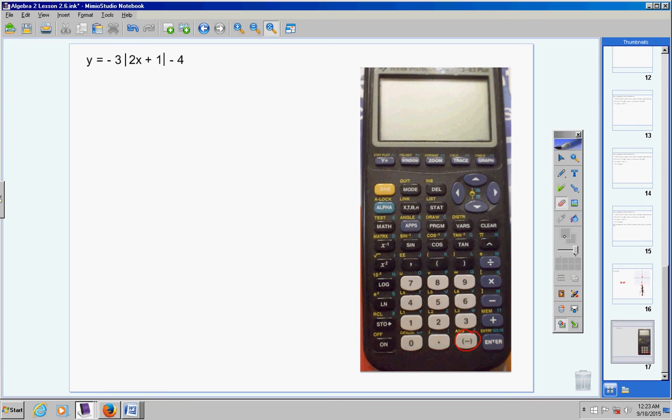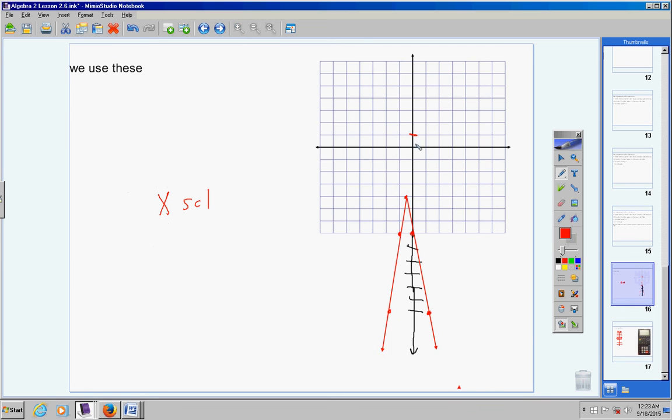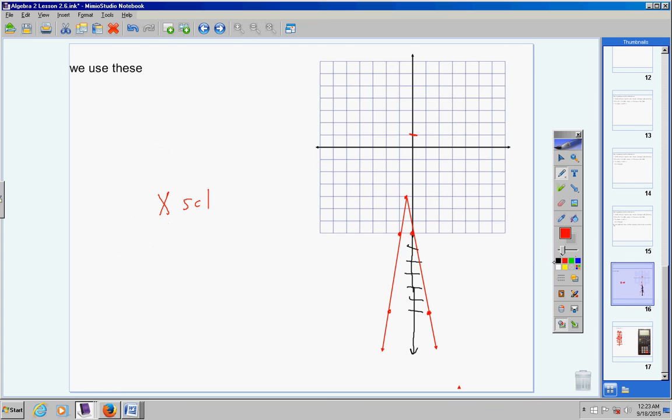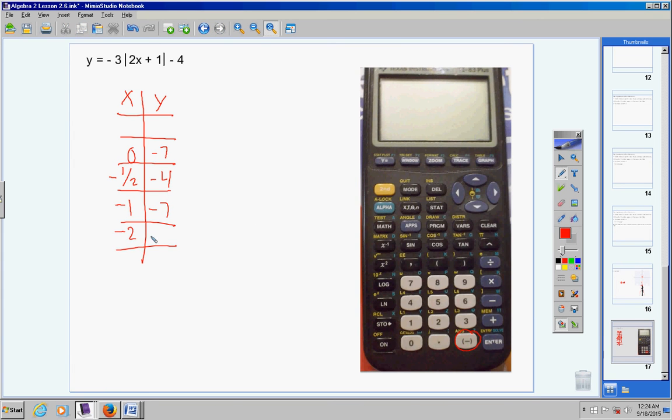Because remember, all this time I've been teaching you your table of values. Remember, the table of values for this was, let's see, negative 1/2, negative 4. And then it was 0, negative 7. So negative 1, negative 7. And then what else was it? It was negative 1, negative 2, 13, and 1, 13. So negative 2, negative 13. Okay, you should have this in your notes.